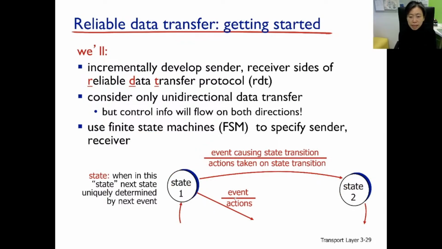Oh, there's one more thing I neglected to mention. Yes, we only consider unidirectional data transfer. So what I meant there is that from one machine to another machine, data is going one way, and there's no data coming back. Okay, so data goes to the receiver, and the receiver might send feedback back. Those are called the control info. Okay, control info can go both ways, but data only goes from the sender to the receiver. All right.